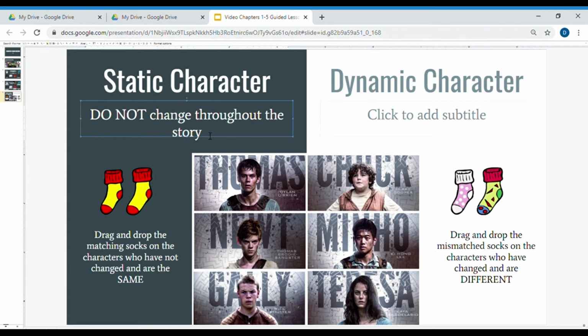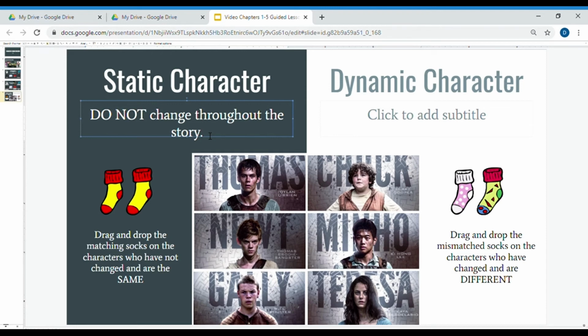They don't change at all. They're very much the same. How they presented themselves in chapter 1 is exactly how they remained in chapter 12 or chapter 30 or chapter 40.